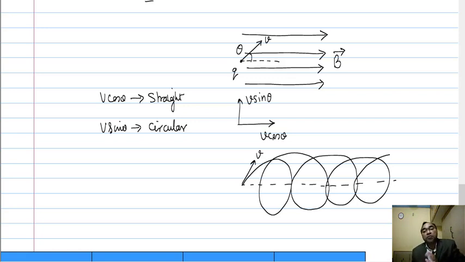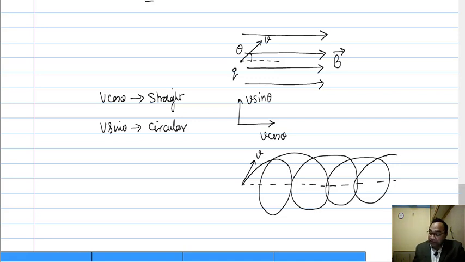Again it will try to move in a circular path. Again when it tries to complete, retrace it, it again gets pushed by v cos theta. This means that it is not able to retrace its path in the circular fashion. So, what happens is it has a motion which is in the form of a helical spring, this path. Now, this is called helix.